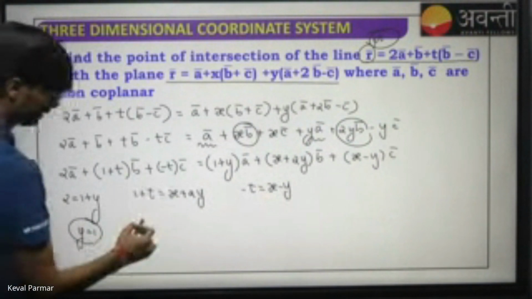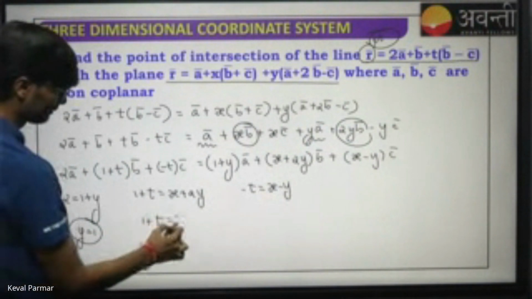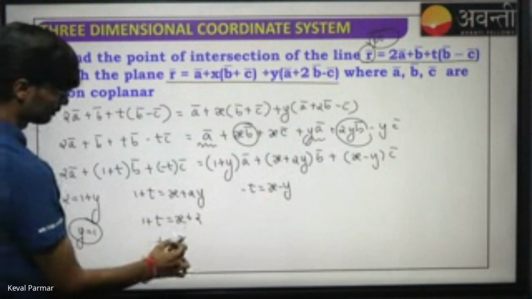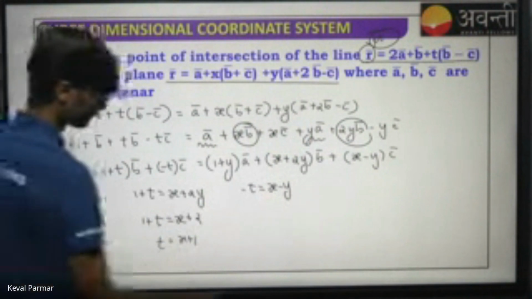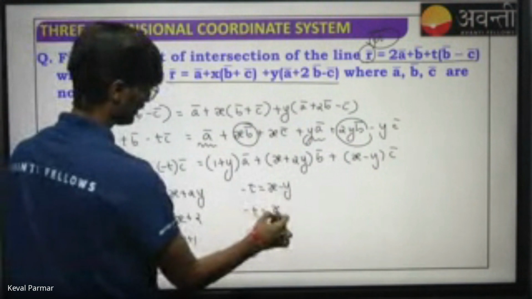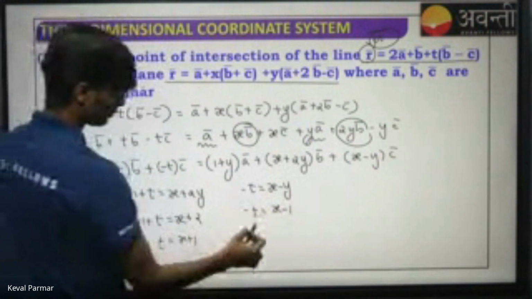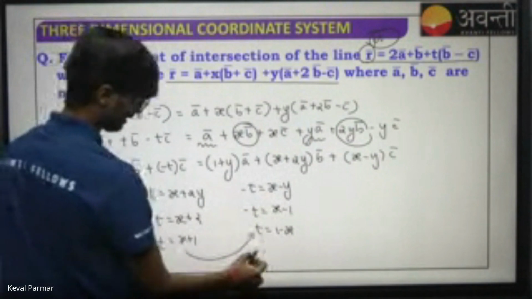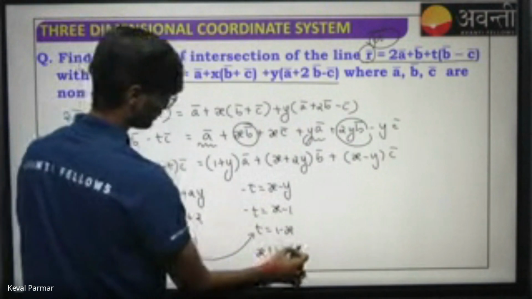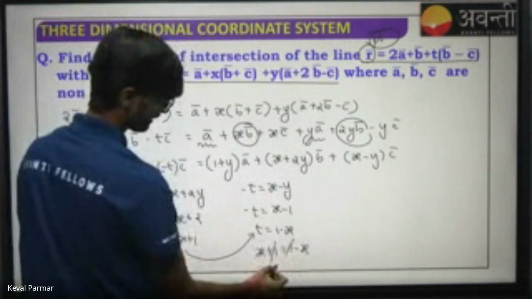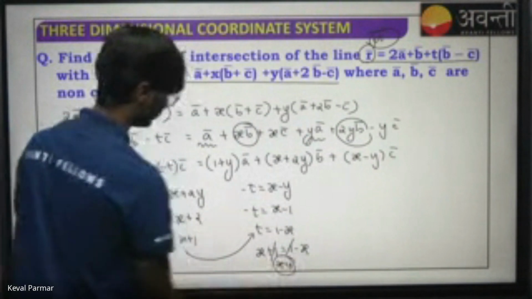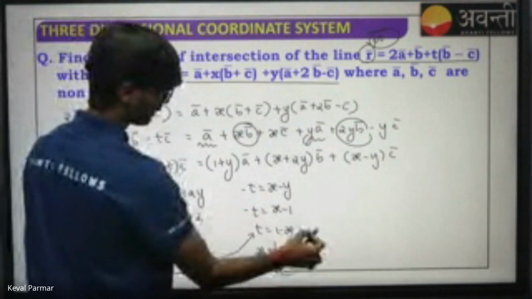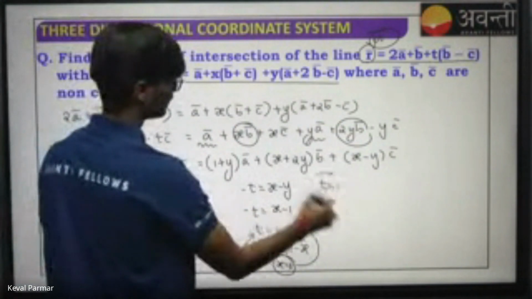Let us substitute here. 1 plus t equals x plus 2. That means t equals x plus 1. Here, minus t equals x minus 1, so t equals 1 minus x. Substitute here. I'll get x plus 1 equals 1 minus x. 1 and 1 will get cancelled. I'll get x equals 0. So if x equals 0 and I substitute here, I'll get t equals 1.